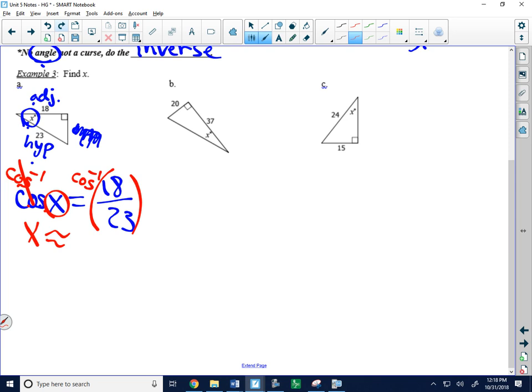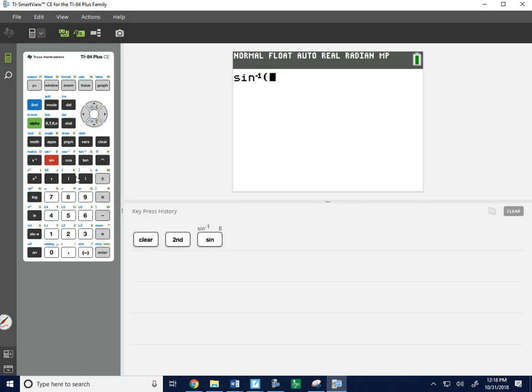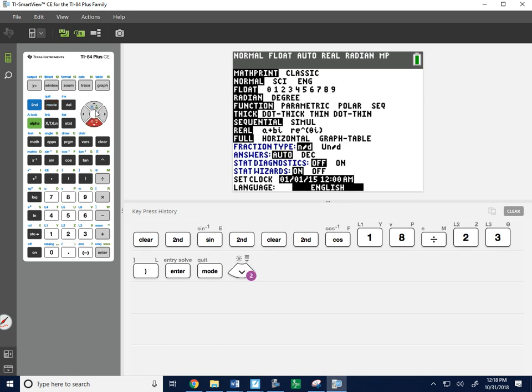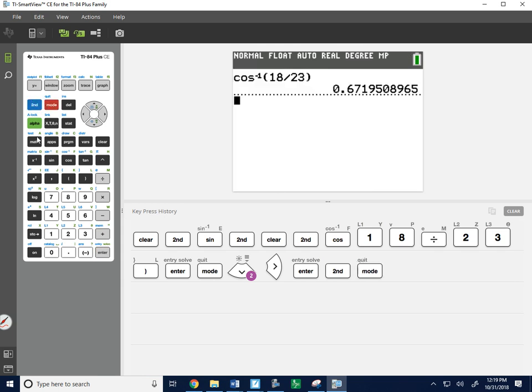So you put in cosine inverse. It'll probably open parentheses for you. Then you put 18 divided by 23, or you do fraction, 18 over 23. I just want to show you on mine. I do second cosine, 18 divided by 23, and I can close the parentheses if I want. Oh, gosh, I'm in the wrong mode. Whenever I open this up, it changes it back to radian mode.